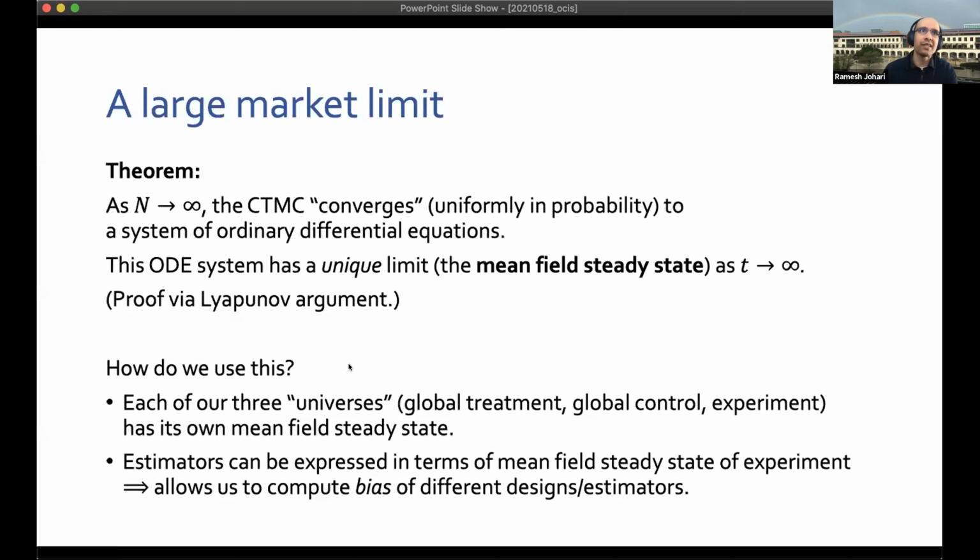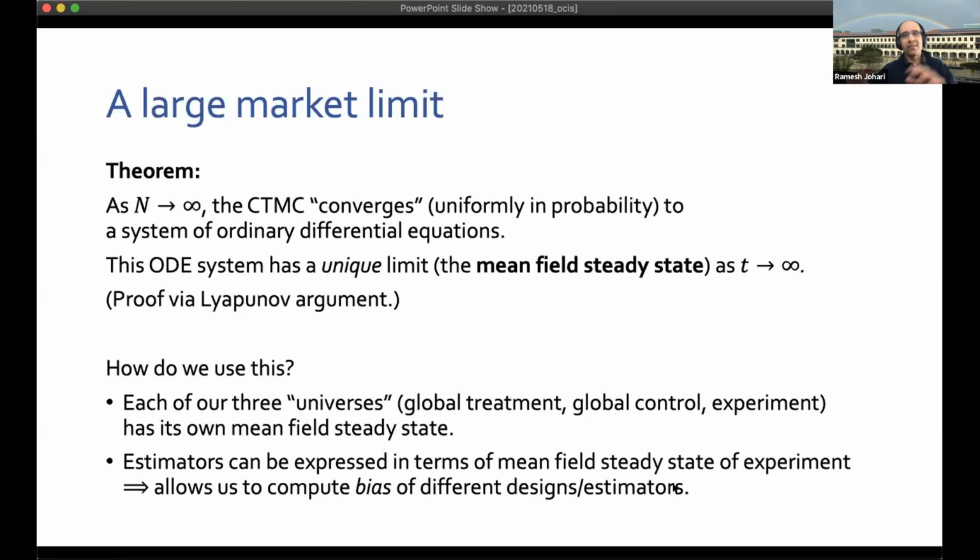In particular, for each of our three universes, global treatment, global control, and the experiment, we have their own mean field steady state attached to them. Now we can express estimators of interest to us in terms of the mean field steady state of the experiment. And that, by comparison with differences between global treatment and global control, will allow us to say something about the bias of different designs and estimators.